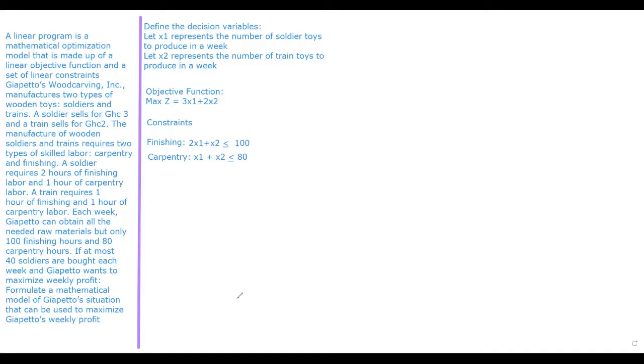This should be our constraint, but when we read through the question, if at most 40 soldiers are bought each week, and Jopetos wants to maximize weekly profits. So if at most, what is the sign for at most? Who can tell me the sign for at most? Less than or equal to. Less than or equal to. All right.